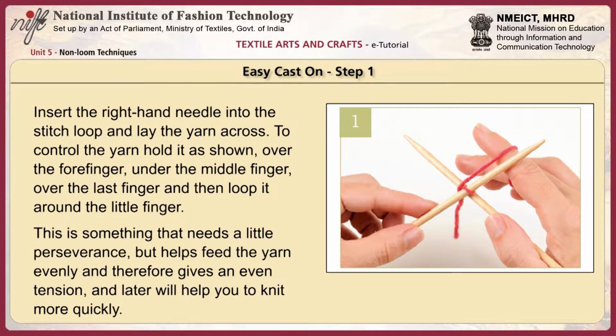Insert the right hand needle into the stitch loop and lay the yarn across. To control the yarn, hold it as shown, over the forefinger, under the middle finger, over the last finger, and then loop it around the little finger. This is something that needs a little perseverance but helps feed the yarn evenly and therefore gives an even tension, and later will help you to knit more quickly.